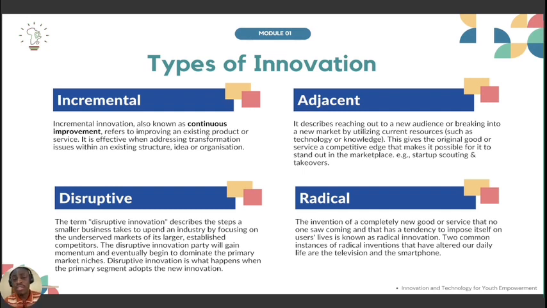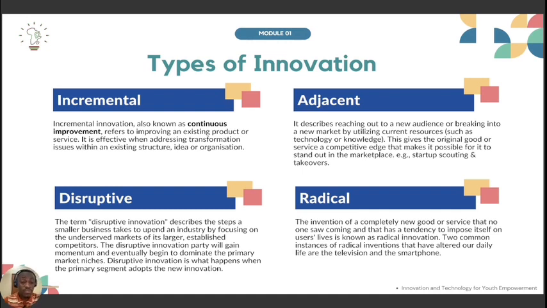Then also adjacent innovation talks about reaching out to a new audience or breaking into a new market by utilizing resources that are already available, such as technology or even knowledge. And this gives the original goods or service a competitive edge that makes it possible for it to stand out in the marketplace. For example, startup scouting and takeovers. Now, a very good example was when Facebook took over WhatsApp and also when Facebook took over Instagram. I'm sure you guys can remember that. So that's an adjacent kind of innovation.